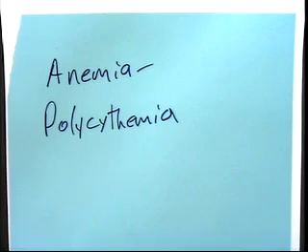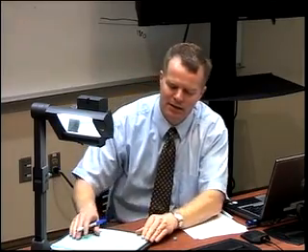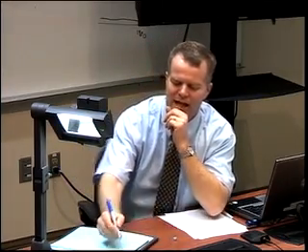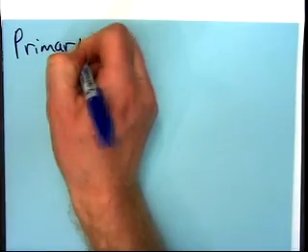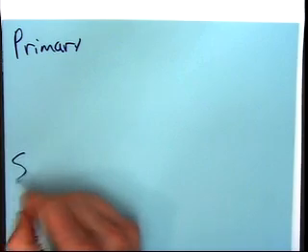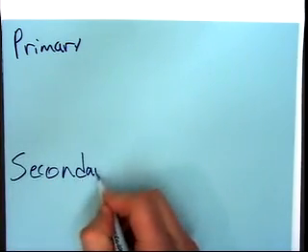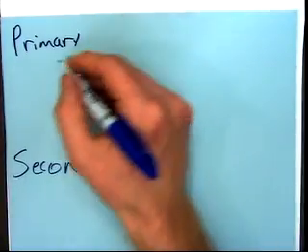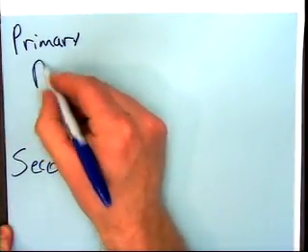The final red blood cell issue that we're going to talk about is polycythemia, and that's where you have too much. So polycythemia, we categorize that as either primary or secondary. The primary cause is polycythemia vera.